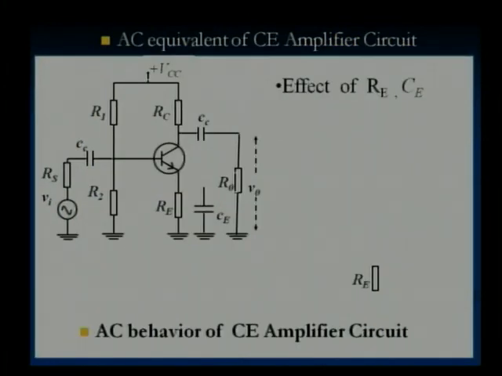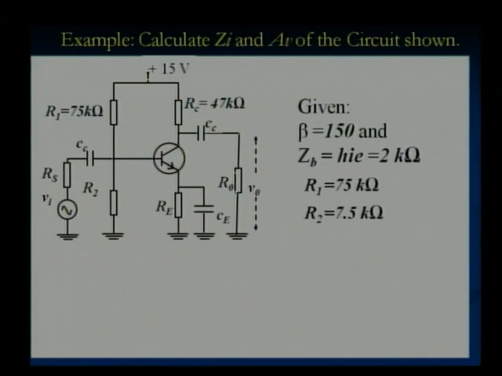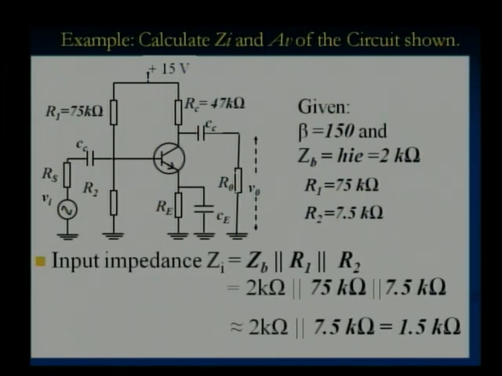Now the AC equivalent circuit that we have seen, this is just to remind you what happens when we look at the circuit from an AC point of view. Now this is one example of how we can find the particular values of h parameters. A small signal amplifier with these values: beta of the transistor is given, R1 and R2 are there. For the input impedance, we have already discussed the formula, Z_B in parallel with R1 in parallel with R2. By taking the values, we can simply calculate it and find that for this circuit it is 1.5 kilo ohm.